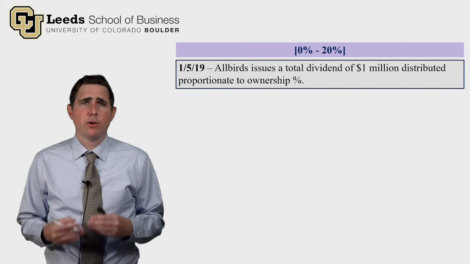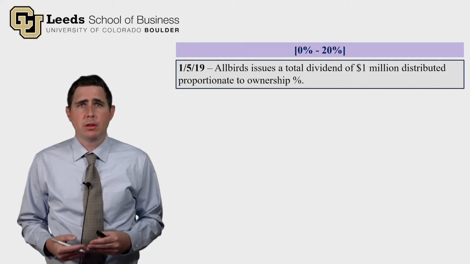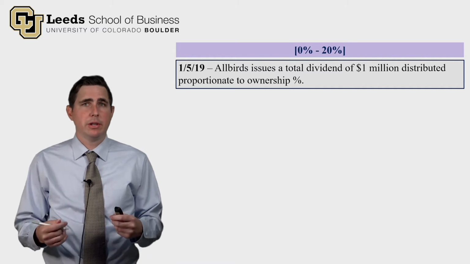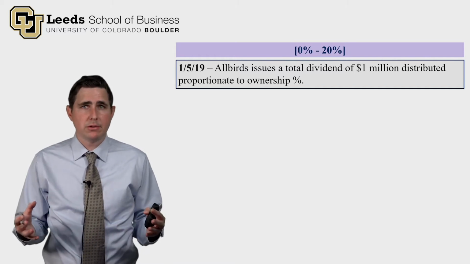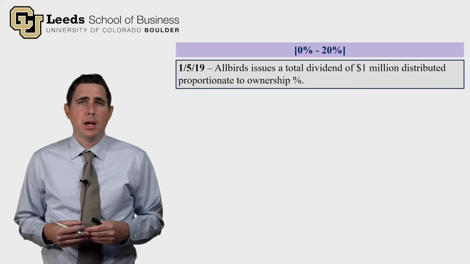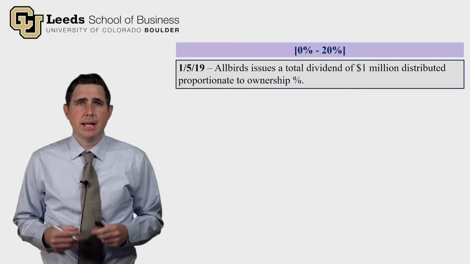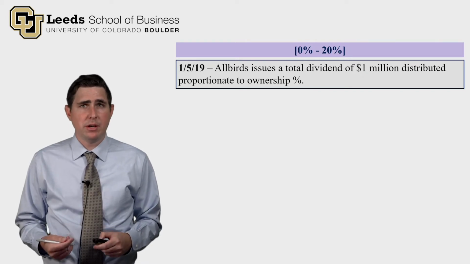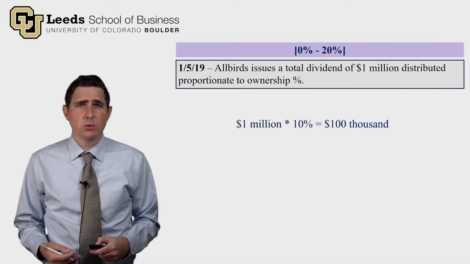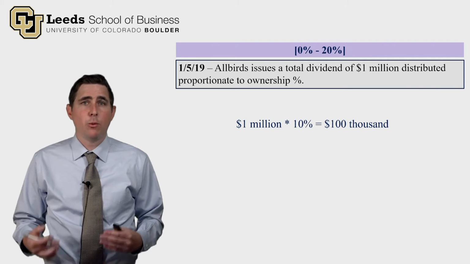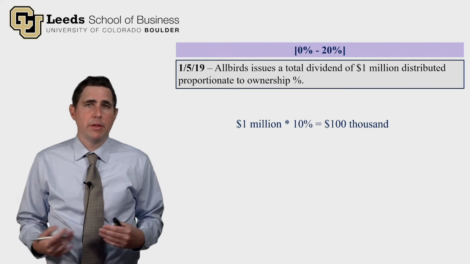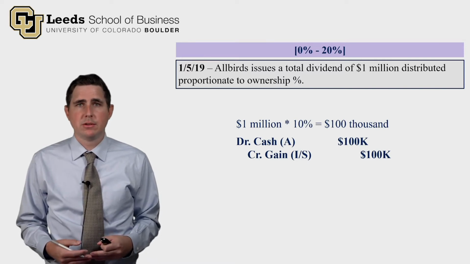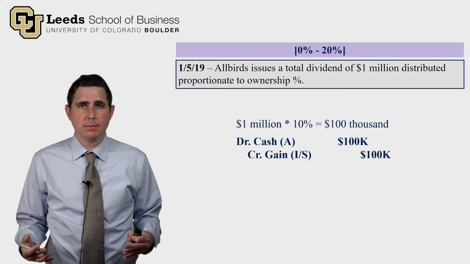Okay, let's fast forward 5 days, January 5th, 2019. Allbirds issues a total dividend. They're going to issue a dividend to all of us. We're all investors. They're going to issue a dividend, and the total dividend is $1 million. It's distributed proportional to ownership. So we own 10% of Allbirds. The total dividend is $1 million. So the amount that we're going to receive as a dividend is $100,000. We debit cash for $100,000, and we credit a gain on the income statement account.